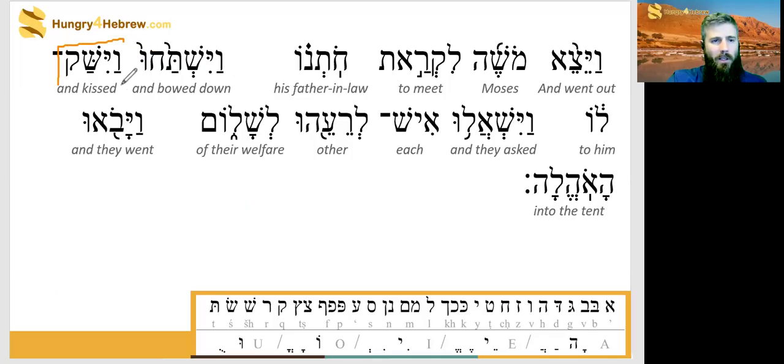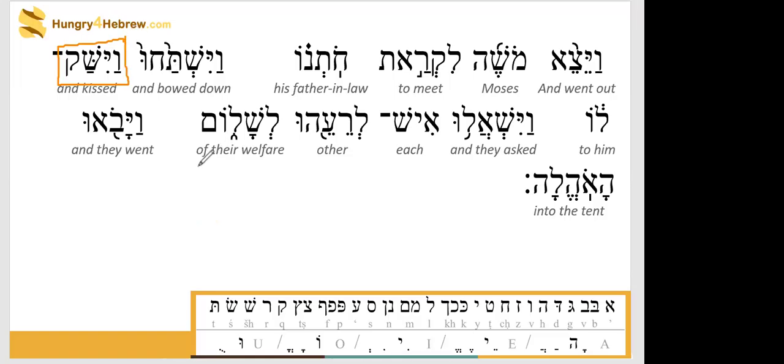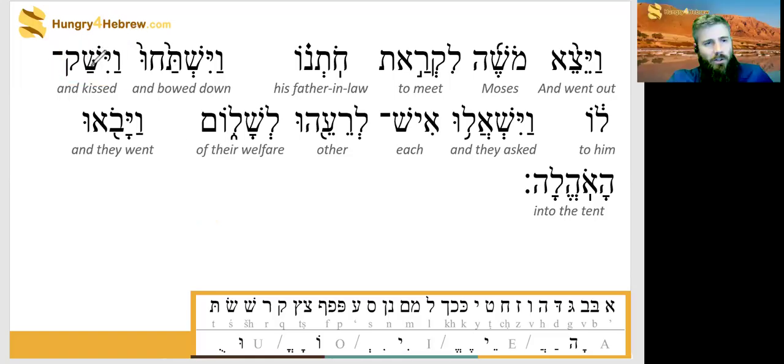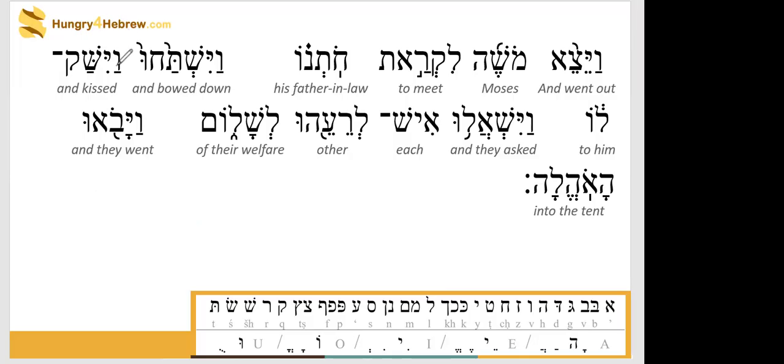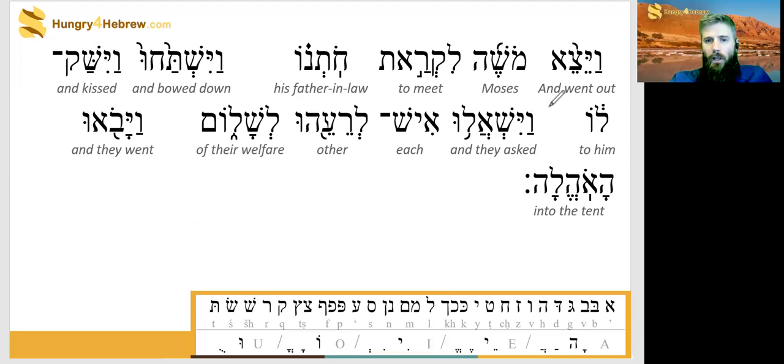Vayishak. Something's missing here. Nun. You see that dagesh? Think of a nun. The root is nashak, kissed. And he kissed lo, him or toward him, for him.